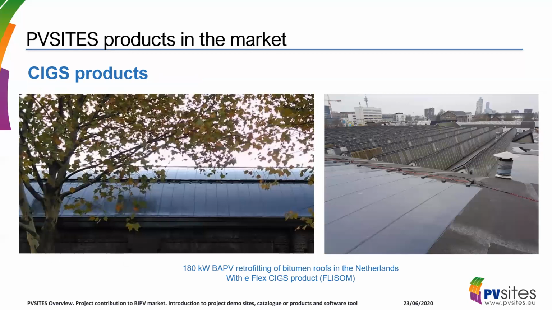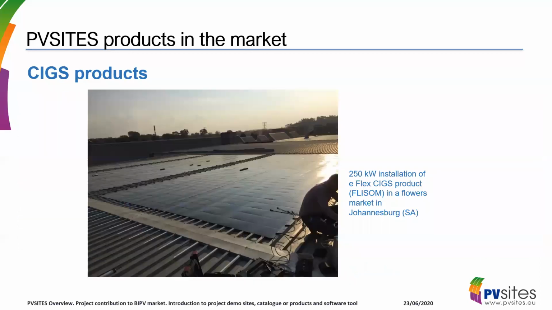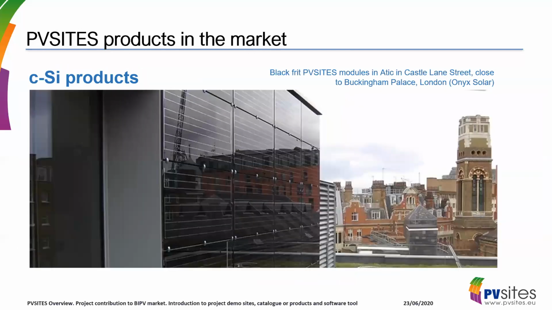So these are, for instance, the products developed by Frison, CIS products, in a retrofitting example in the Netherlands with the eFlex, which is the commercial name of the solution product. This is a 180 kilowatt roof in the Netherlands. Or this one with the same product in a flowers market in Johannesburg in South Africa, also provided by Frison.